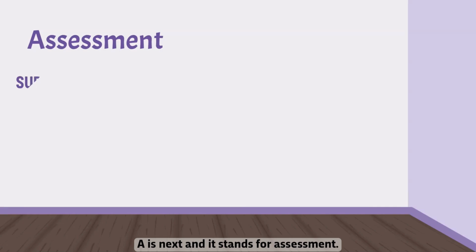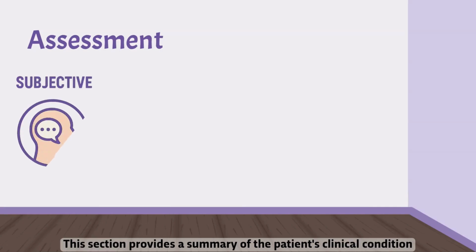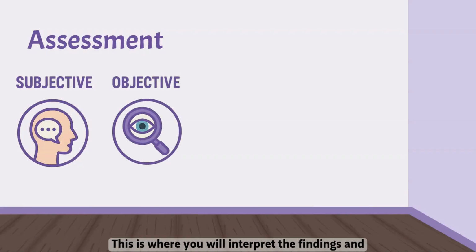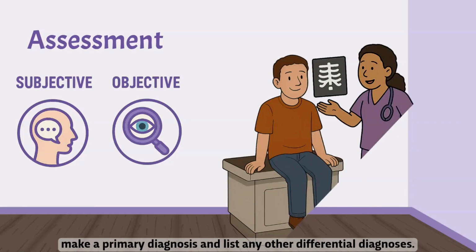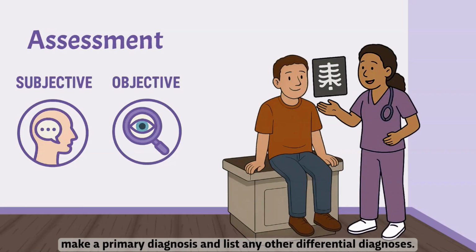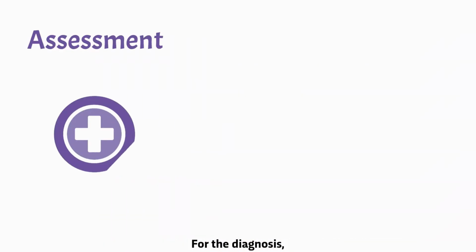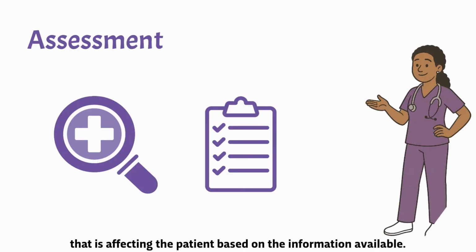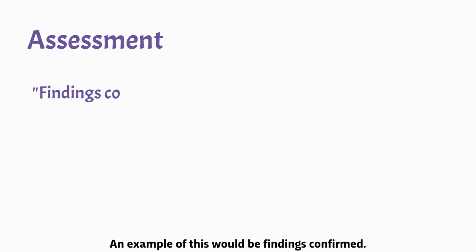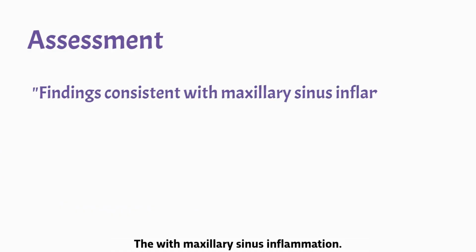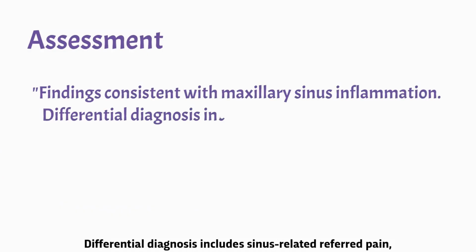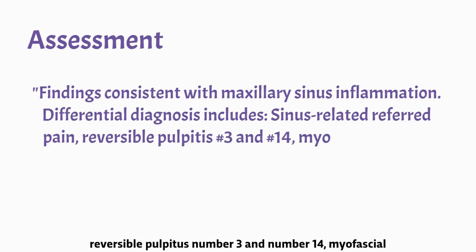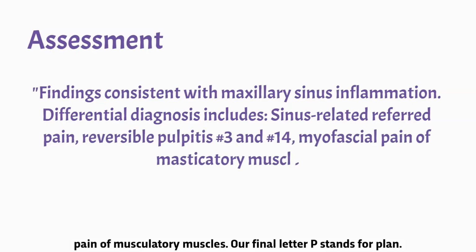A is next, and it stands for assessment. This section provides a summary of the patient's clinical condition based on the subjective and objective findings. This is where you will interpret the findings and make a primary diagnosis and list any other differential diagnoses. For the diagnosis, you should provide the primary diagnosis or the most likely condition that is affecting the patient based on the information available. An example of this would be findings consistent with maxillary sinus inflammation. Differential diagnosis includes sinus-related referred pain, reversible pulpitis, number 3 and number 14, myofascial pain of masticatory muscles.